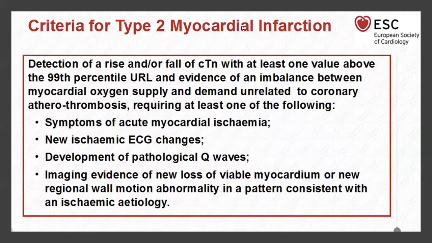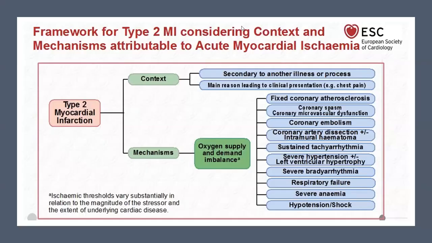So when you have a patient with a type 2 myocardial injury, you need to think of it in totality. You need to think, is there another cause that is causing the oxygen demand issue? What is the main reason for the patient to actually present? Did they have chest pain? Were they in cardiogenic shock? Was there another reason they presented to you? Then you have to look for the mechanism.